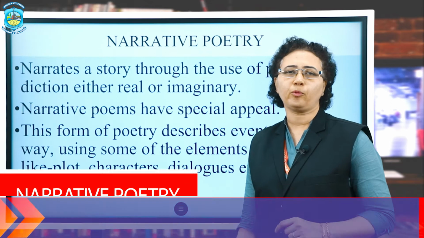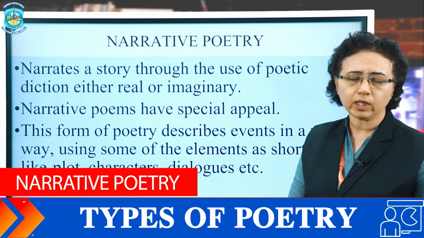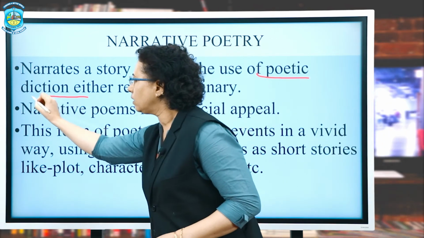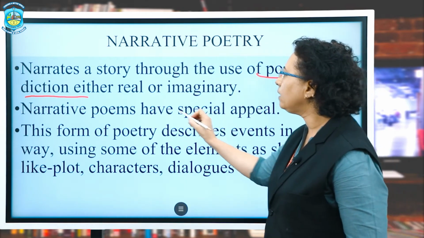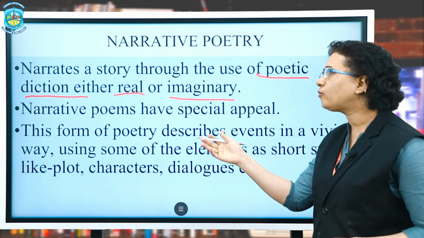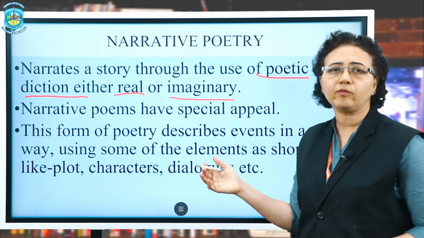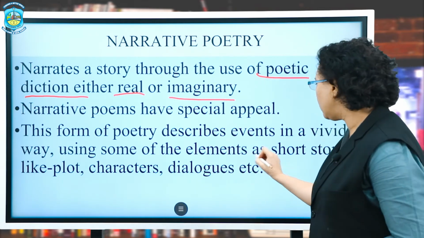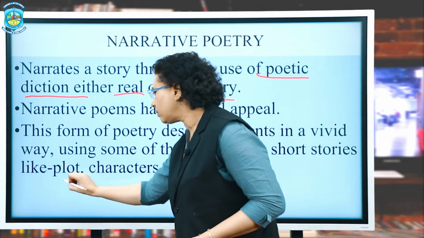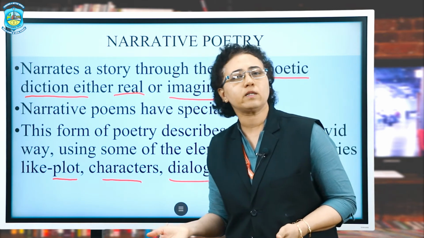The second category of poetry is the narrative type. As the name suggests, narrative means a story, but this is a story told in the form of poetic diction. The language used is of poetry and it can be real as well as imaginary. It has a special appeal and of course it uses the elements of the short story and that gives it a vivid picture. Using some of the elements of short story makes it enhanced in quality. The plot, the characters and the dialogues which are present in the short story are present here too.